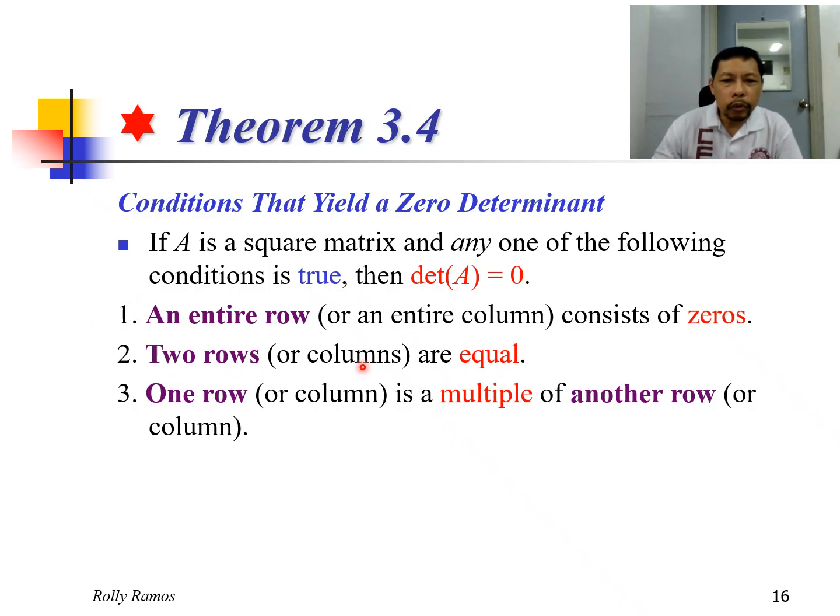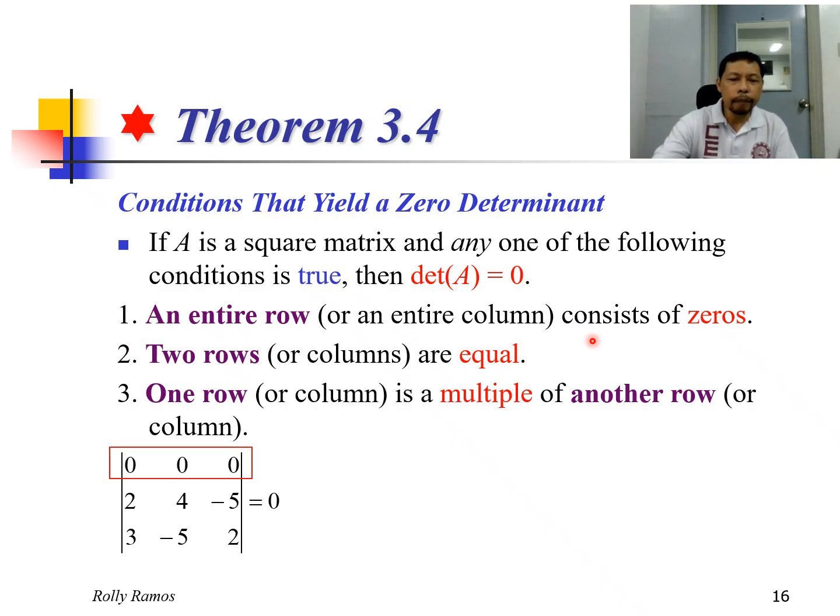Number 2, two rows or columns are equal. If, for example, row 1 and row 2 have the same elements, then they are said to be equal, and the determinant of that matrix would be 0. That is also true for columns. If there are two identical columns, then the determinant of that matrix would be 0. And lastly, if one row or one column is a multiple of another row or another column, then the determinant of that matrix is 0.